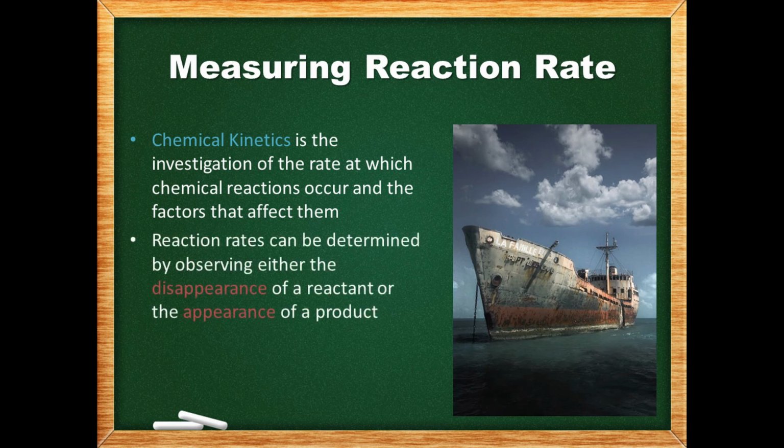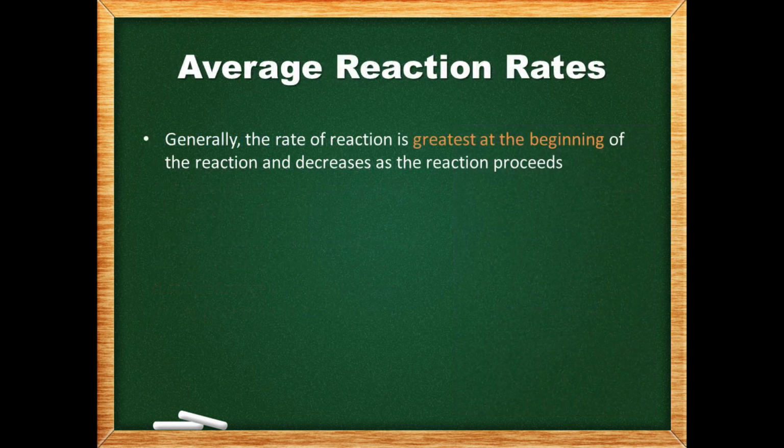We can determine reaction rates by observing either the disappearance of a reactant or the appearance of a product. To determine the rate, we must find a measurable property associated with the change in quantity of a reactant or product. What we end up measuring will determine the units that will represent reaction rate.